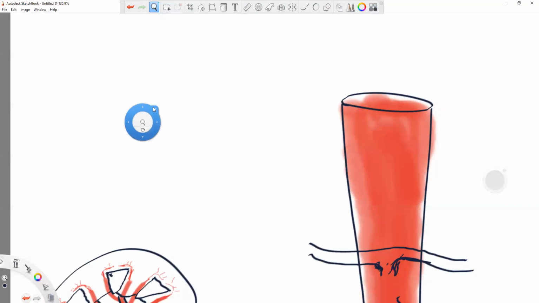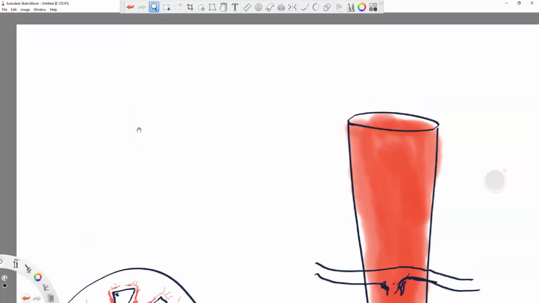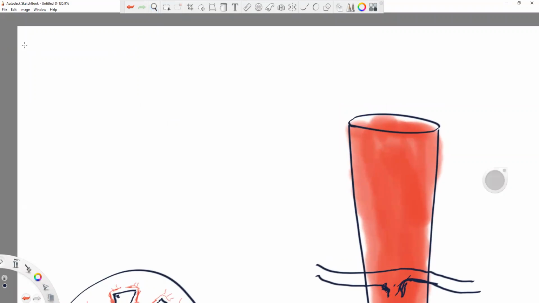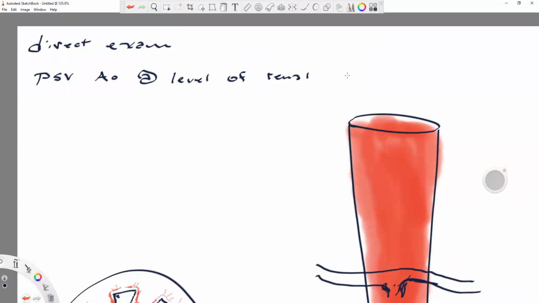All right, let's talk about the initial exam, the first part, and that is the direct exam. Really quite simply, we just need a peak systolic velocity of the aorta at the level of the renal arteries, and that's our first sampling. That's our first spectral peak systolic velocity.